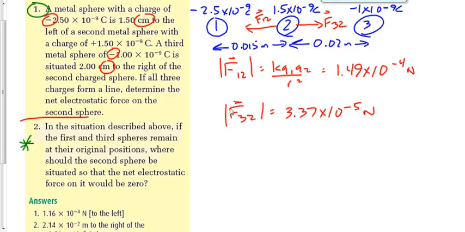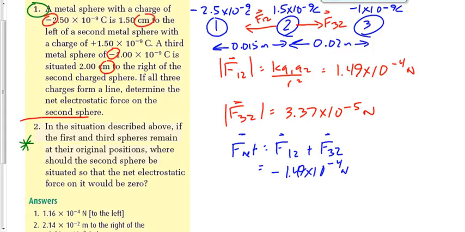We're going to say F net is equal to the sum of the forces. It's going to be F12 plus F32. And we're just going to make sure we plug them in with the right signs. 1.49, it's to the left, so we're going to make it negative. And F32 is to the right, so we're going to make it positive. And we do that, we should get 1.16. But it's negative.